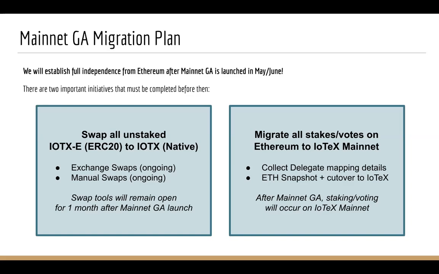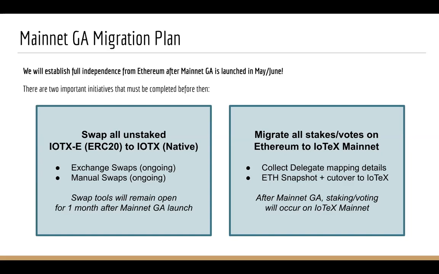The other thing that's ongoing, and will remain ongoing for 1 month after GA launch, is the manual swaps. On the IoTeX website, we have a swap tool where you can go from ERC20 to native IoTeX. Those tools will remain open for at least 1 month after Mainnet GA launch, so any final loose tokens that you have out there can still be swapped.